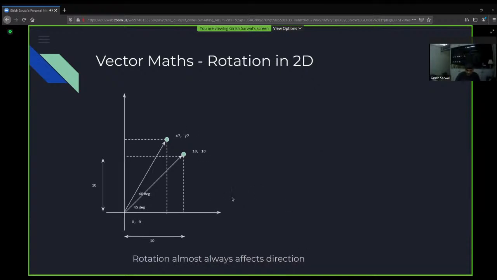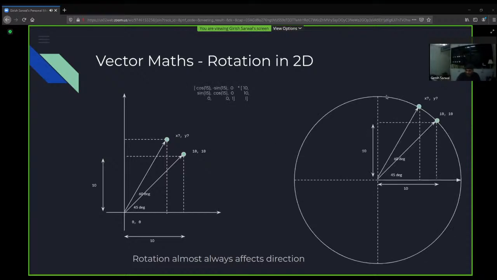Similarly, we could do a rotation. A rotation almost always affects the direction. It never really changes the magnitude of a vector. And here is where I said that it is more about circles. This is a simple example of how we typically carry out a rotation in 2D.